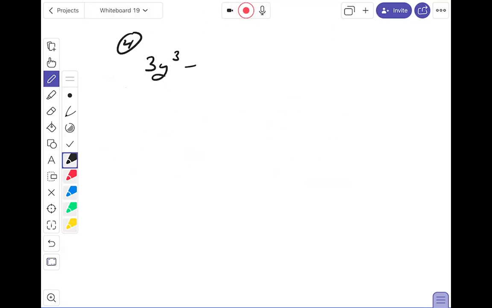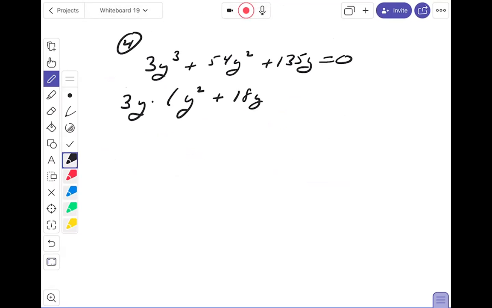So 3y cubed plus 54y squared plus 135y is equal to 0. It's already equal to 0. Look for a GCF. Looks like 3y. And what do you see? y squared. 3 times what would be 54? That's 18, right? And y times y is y squared. 3 times what gives you 135? 45. And try to factor it now.